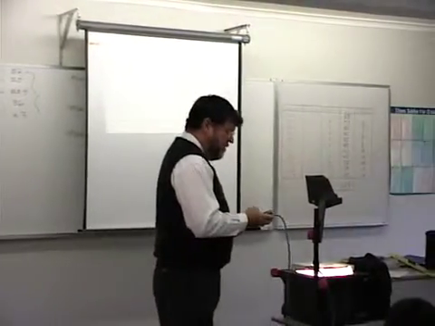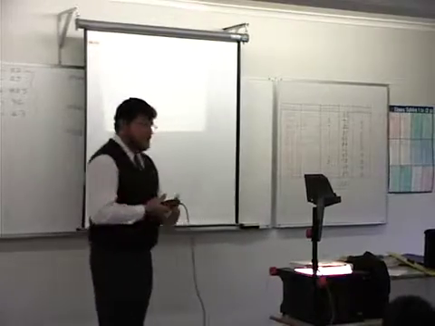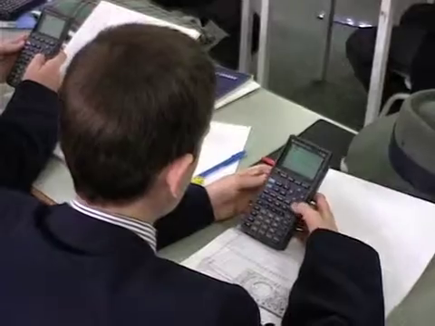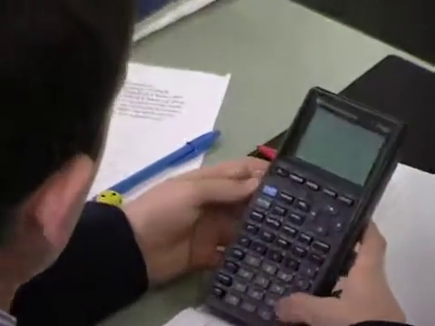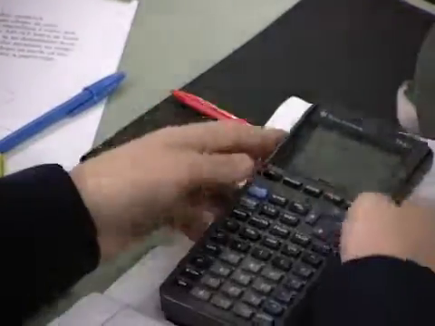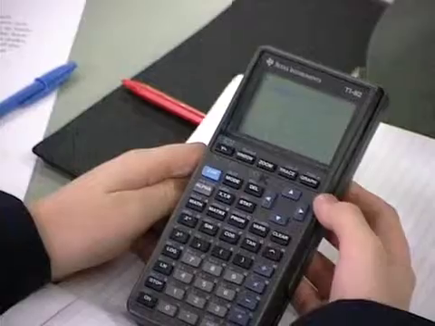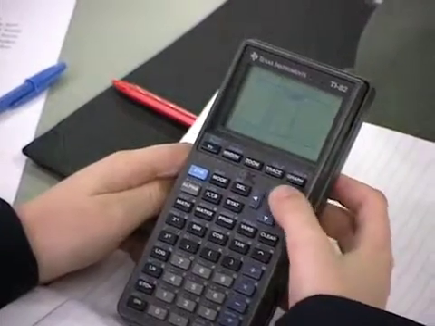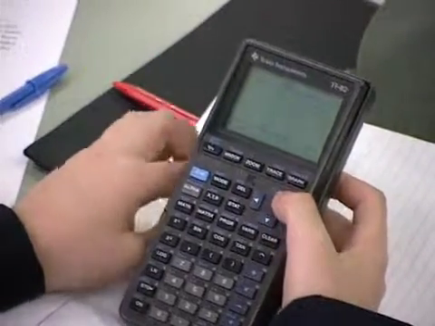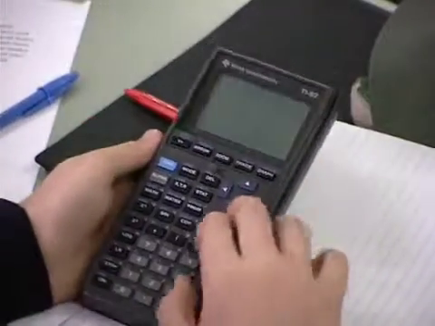Up arrow so that the cursor is on L1. Clear and enter. You have now deleted all information from list 1. Yes? Right hand arrow, bring the cursor onto L2. Clear and enter.